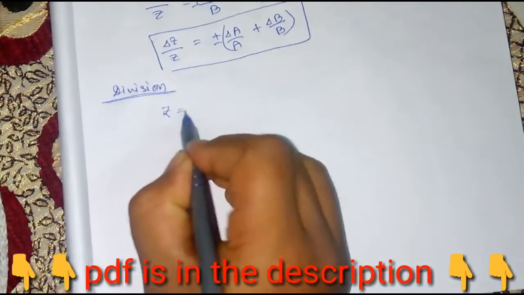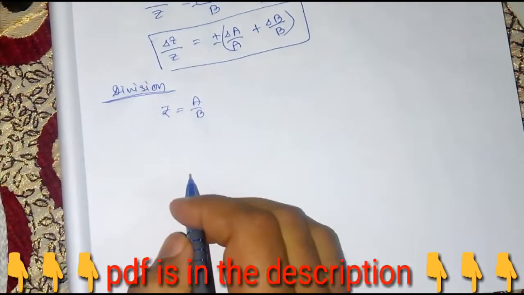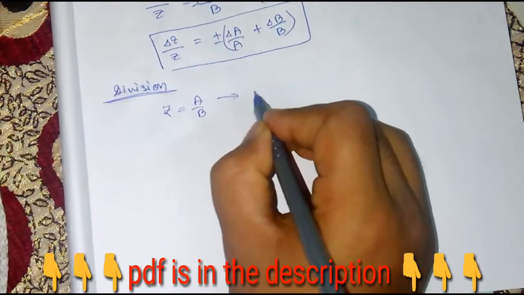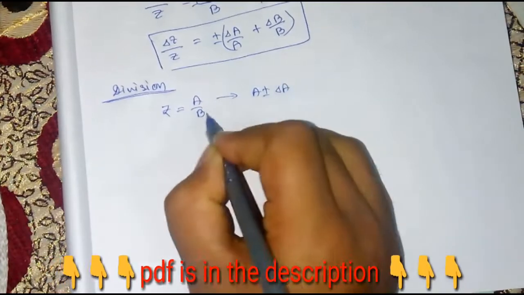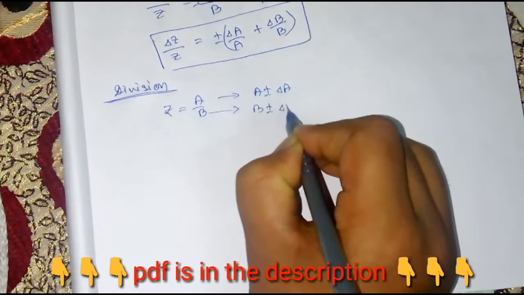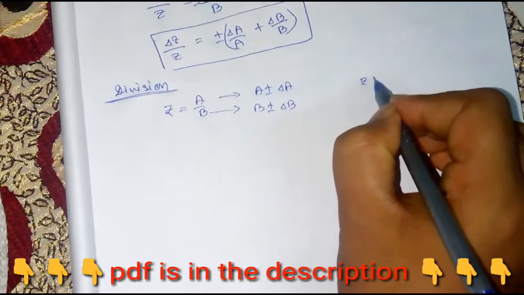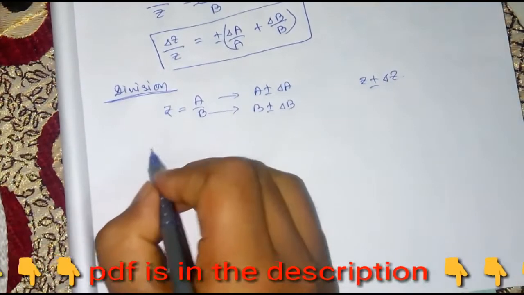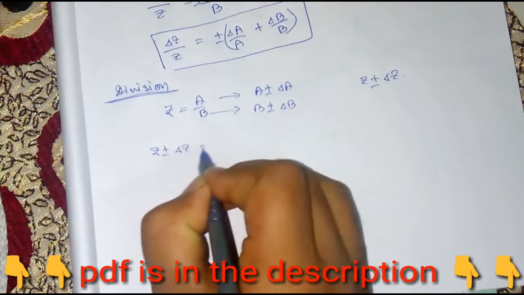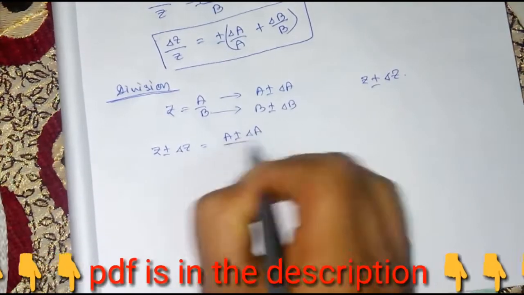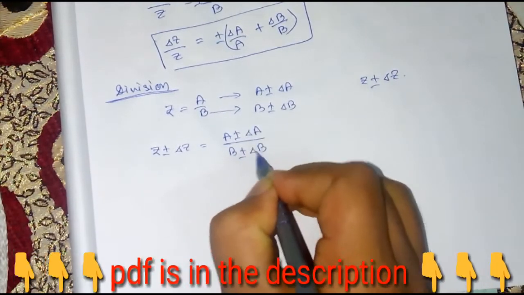Suppose a value has z equals a by b. So a has an error, that is a plus minus delta a, and b also has an error, b plus minus delta b. So z also has an error, that is z plus minus delta z. So how to write it? z plus minus delta z equals a plus minus delta a by b plus minus delta b.